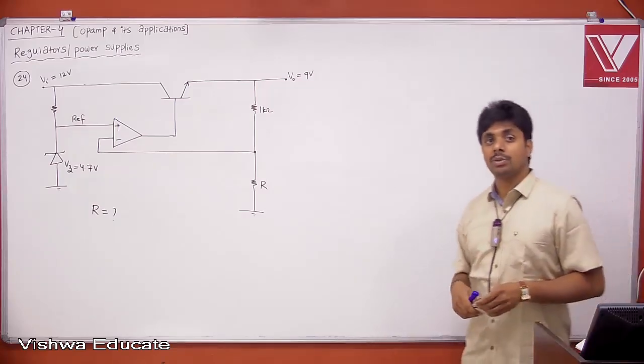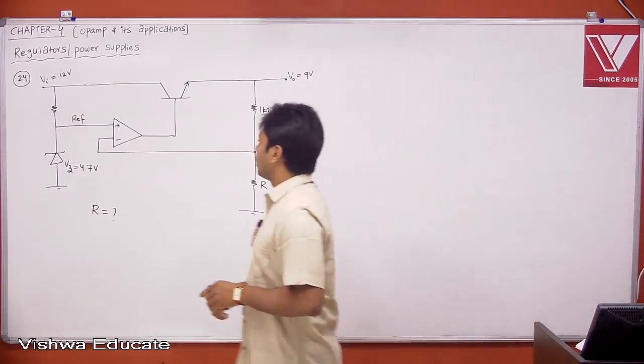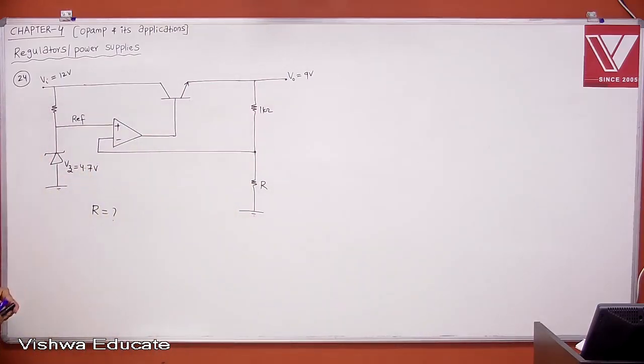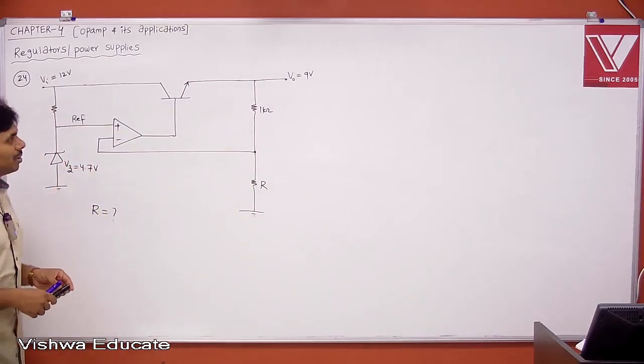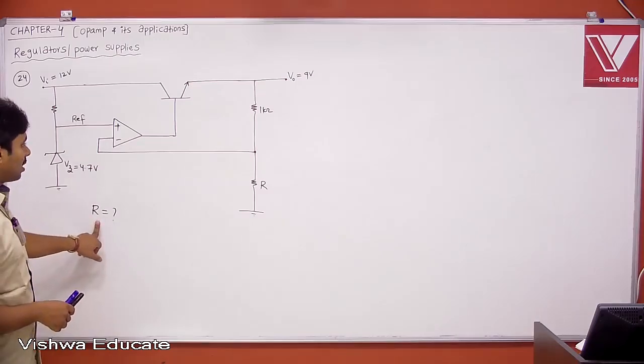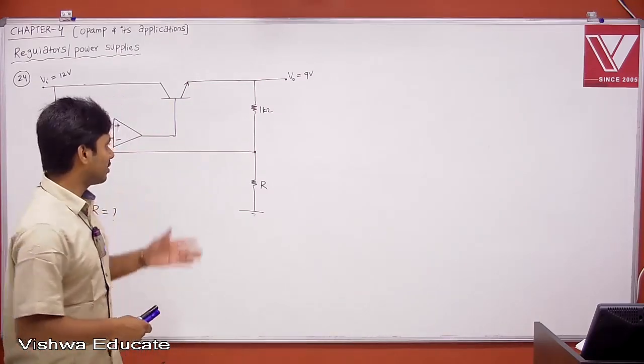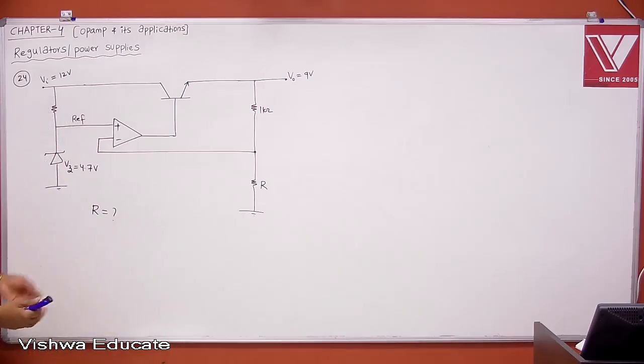Sorry, the mic is under mute, but not required. I'm looking for problem number 24, and this is the problem, asking for the value of R. Even though audio is not there, you should be able to get it from the video. Anyway, I didn't explain any concept.